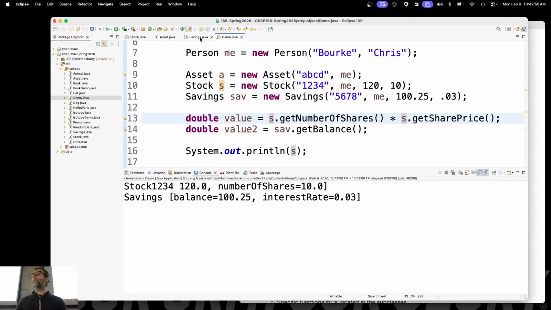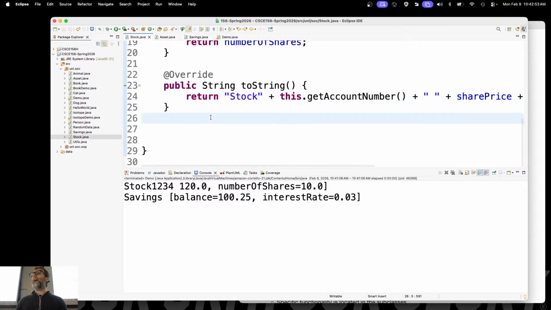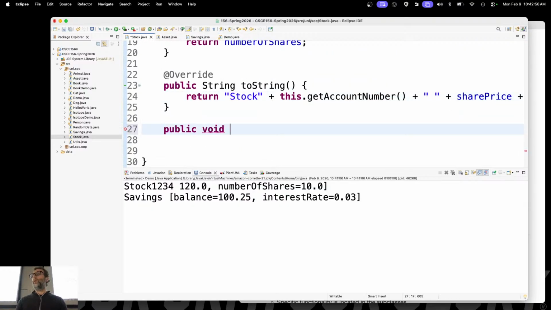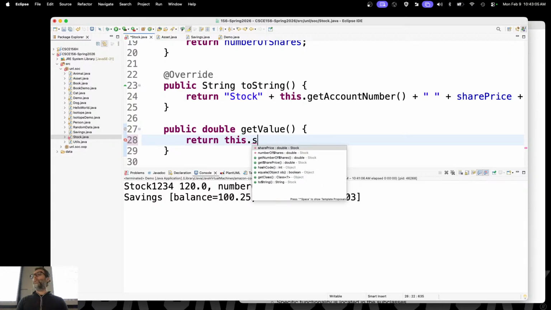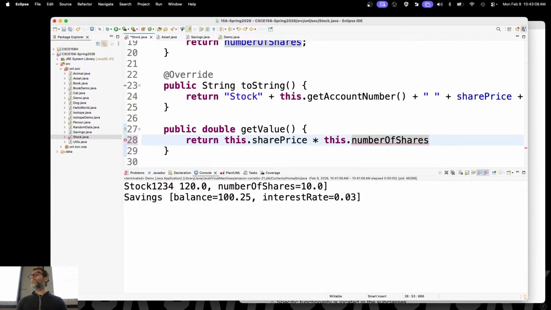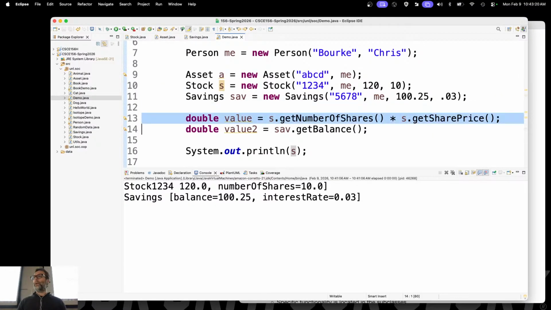So let me come over here to the stock class, and let's add another method. Public double getValue. Now, what is the value of this stock? Return this.sharePrice times this.numberOfShares. The same math that I was doing in the demo class, but I've relocated it here. That's good encapsulation. If I had done it over there, that's bad encapsulation. I'm breaking encapsulation by ripping the guts open of this class, pulling out the number of shares and the share price, multiplying them together, and then I've got my result.